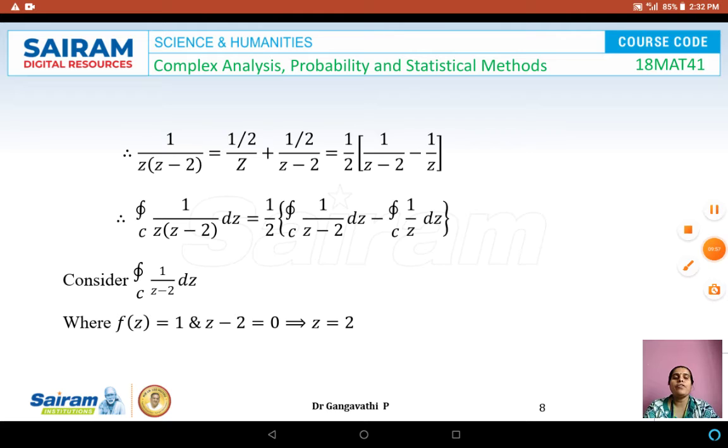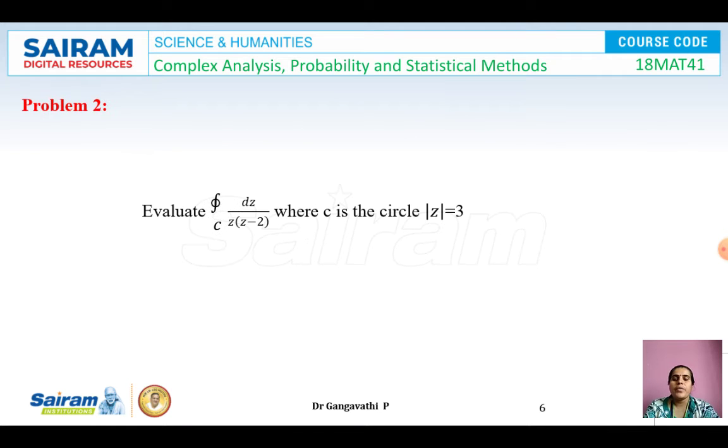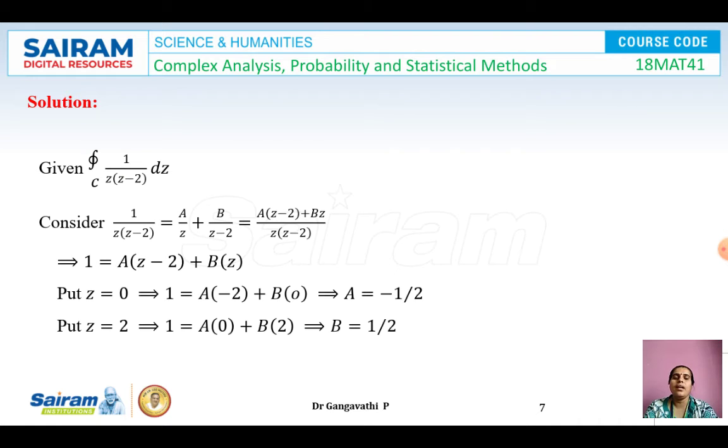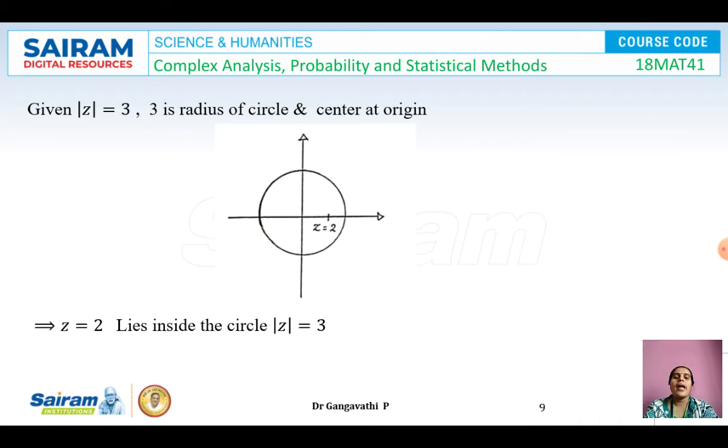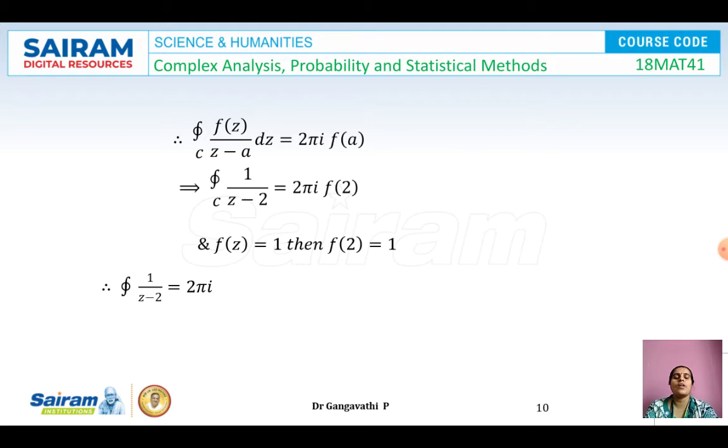Now we have to check whether this point 2 lies inside the curve or outside the curve. What is the curve that has been given to us? The curve given is mod z is equal to 3. Mod z is equal to 3 is a circle whose radius is equal to 3 and center is at the origin. Imagine that from this point to this point the distance is 3: 0, 1, 2, 3. So obviously 2 lies inside the circle. Therefore we can conclude that z is equal to a, which is equal to 2, lies inside the circle mod z is equal to 3.